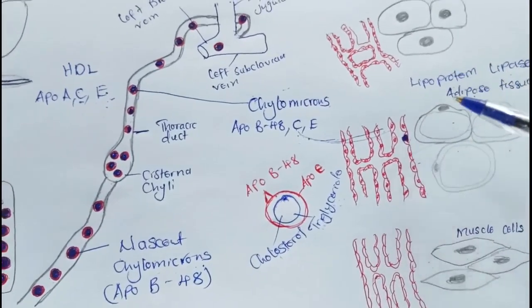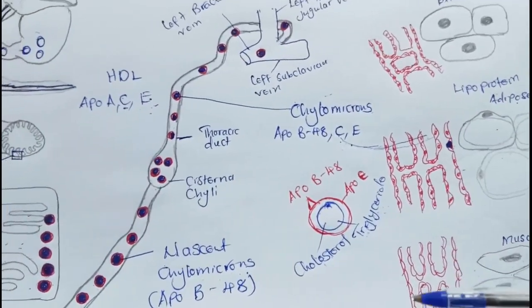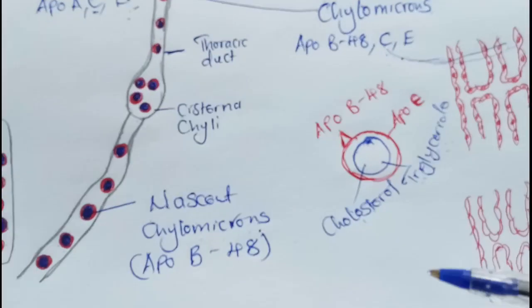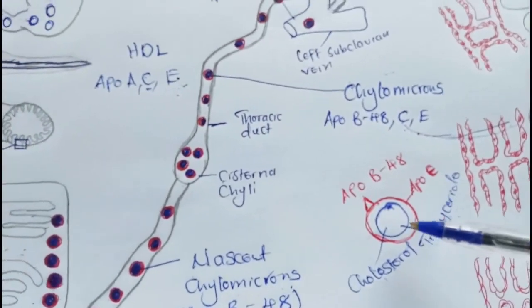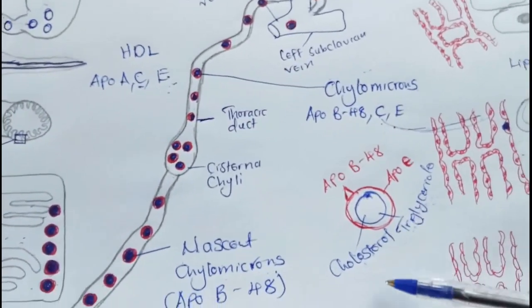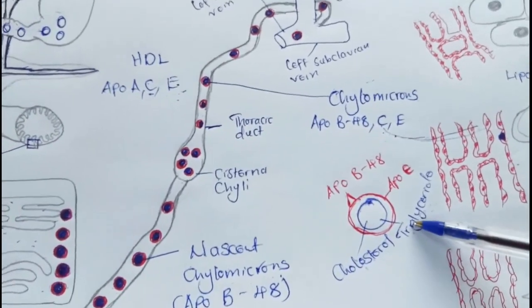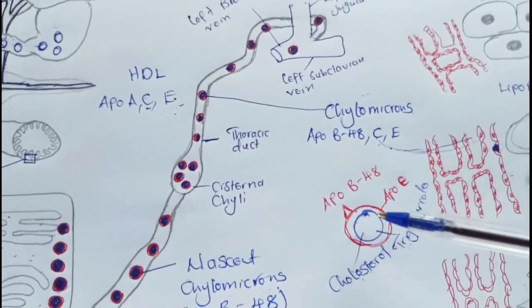All right. And then when these chylomicrons release an ApoC apoprotein, the ApoC apoprotein will activate lipoprotein lipase, and then this lipoprotein lipase will come to act on the triglyceride of this lipoprotein. So remember that these chylomicrons, what do they contain? They contain cholesterol, they contain triglycerides, they contain ApoE, they also contain what?